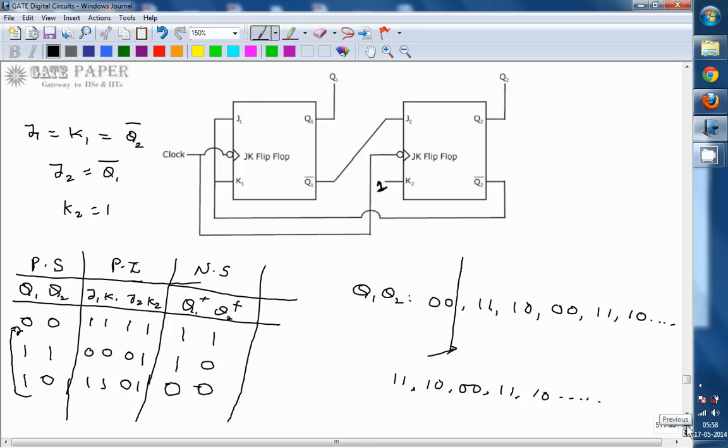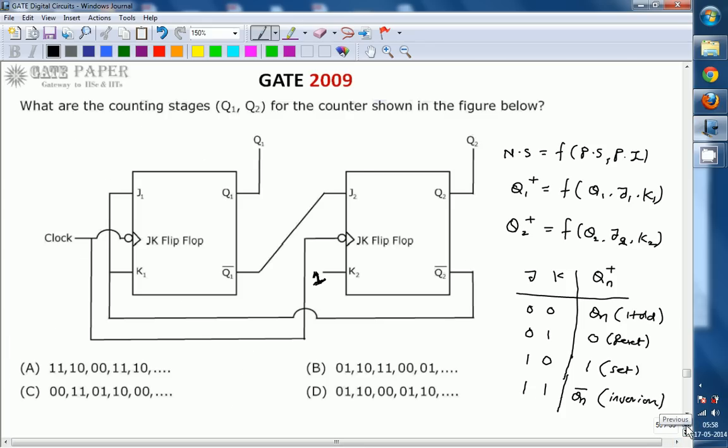So the right answer for this one is A. A is the right answer: 1 1 1 0 0 0 1 1 1 0 0 0, like this. Just now we have seen the sequence. So A is the right answer for this question.